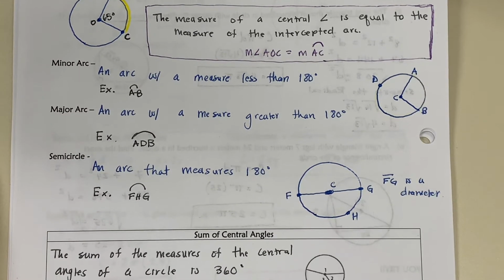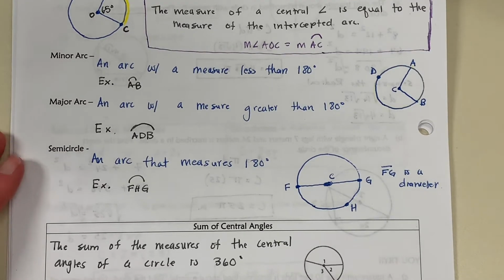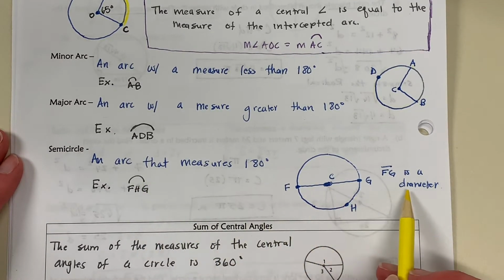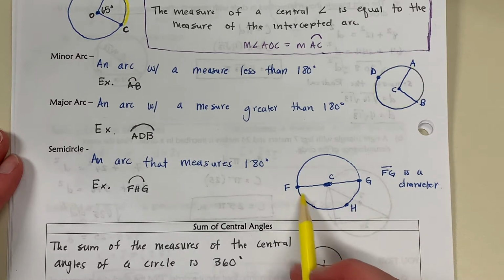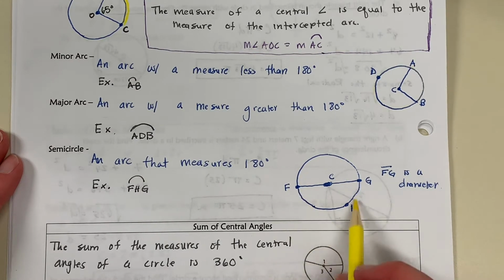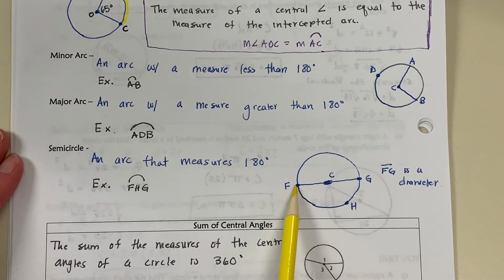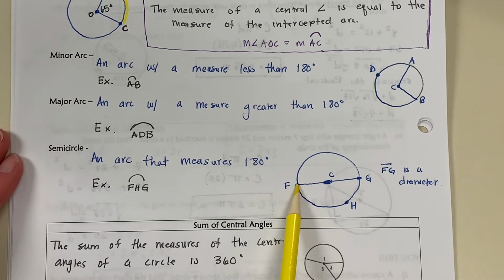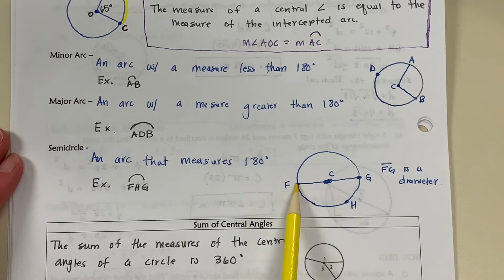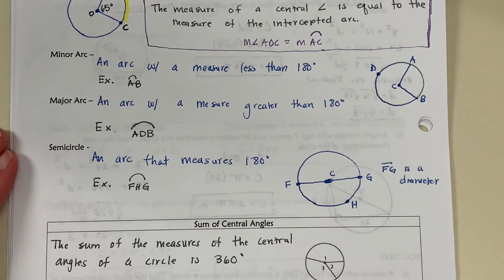And a semicircle is an arc that measures 180 degrees. So if you have a semicircle, that means the endpoints of the arc have to fall on the diameter of the circle. So notice segment FG is the diameter. It's a chord that passes through the center. Well, a semicircle has to have a starting point and an ending point for the arc that are the endpoints of the diameter. So an example of a semicircle is arc FHG. A semicircle can have either 2 letters or 3 letters.